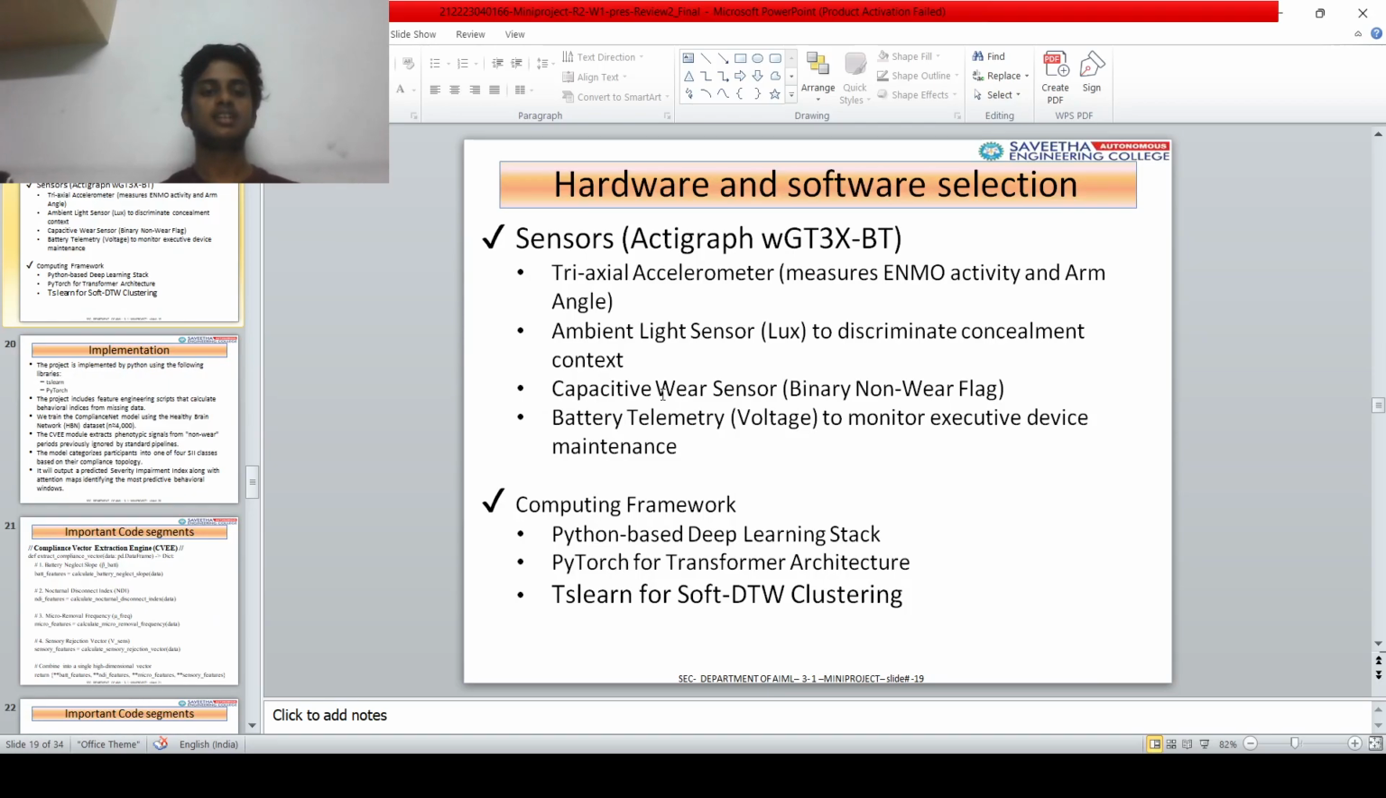Actigraph WGT3X-BT sensors provide the raw data. They include accelerometer, light and battery sensors. Python is used as the programming language here. PyTorch is used for deep learning and TSLearn is used for DTW-based clustering.